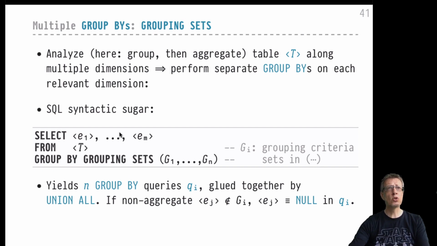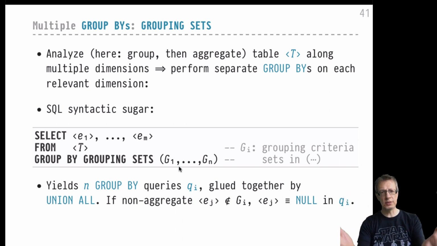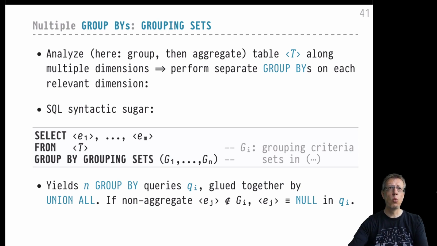This is a normal select from where block with a group by clause. But instead of a comma-separated list of grouping criteria, I just specify this keyword grouping sets and a parenthesized list of sets of grouping criteria. So each of these G_i is actually a parenthesized set of column names or of grouping criteria. And SQL will expand this simple query into n individual group by queries. You see I've specified n such grouping sets here.